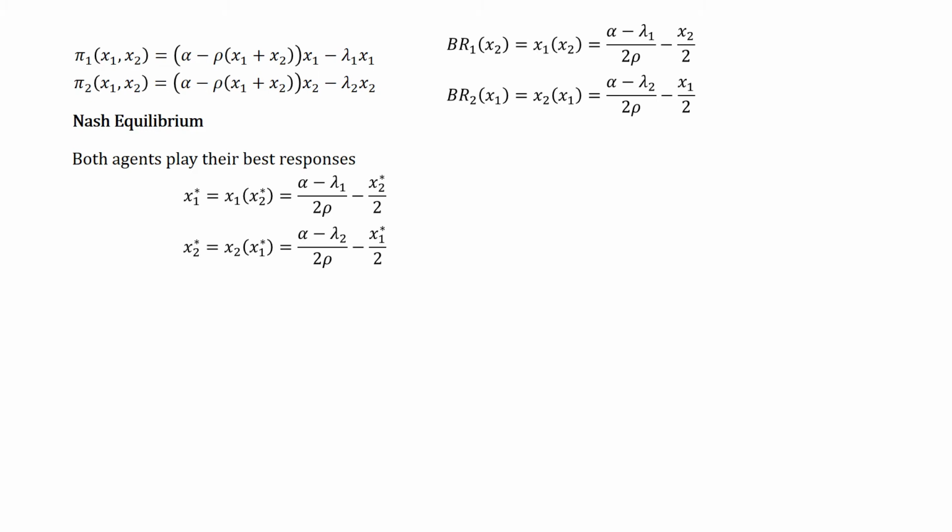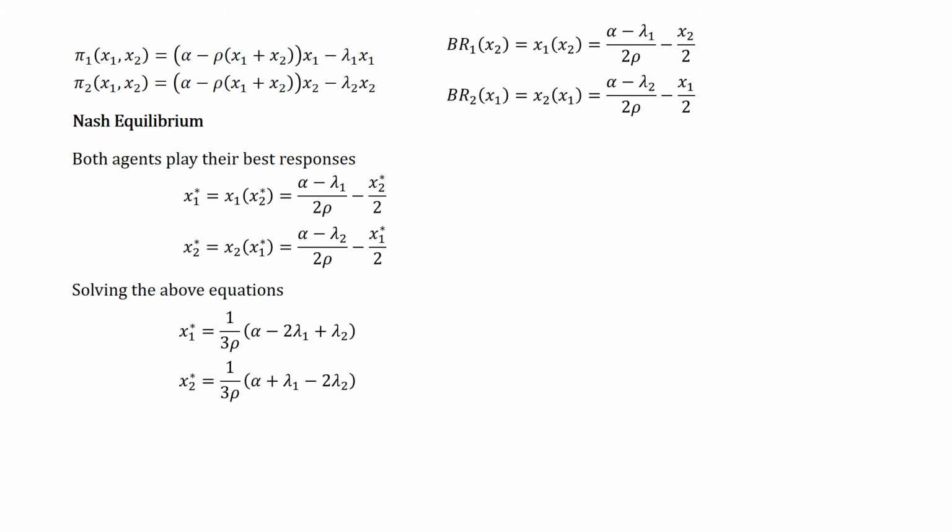So at Nash equilibrium, we know that both agents are playing their best responses. So agent 1 is playing its best response. So x1 star is equal to this expression with, since we know that agent 2 is playing its best response, we replace x2 with x star 2 here, whence we get the expression for x star 1. In a similar manner, from this expression here, we get the expression for the Nash equilibrium action of agent 2, x star 2, which is given by this. Now, how to find x1 star and x2 star from these two expressions is by solving them simultaneously.